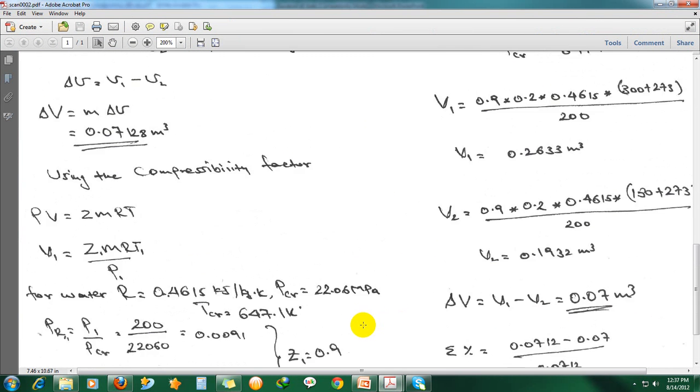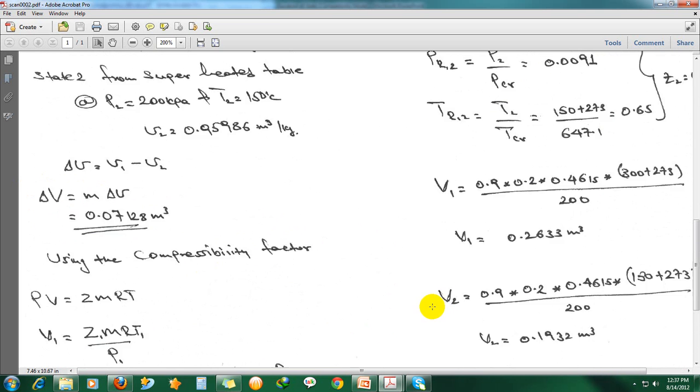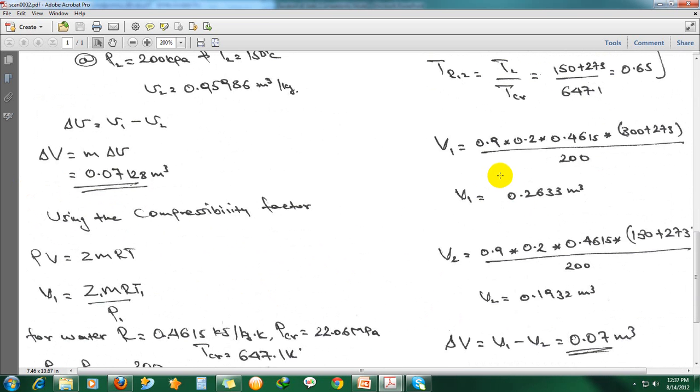Now let's substitute all the values in this equation. V1 is equal to ZMRT over P. V1 is equal to 0.1, the Z value we read from the chart. Mass is given as 0.2. R we read from the table for water, 0.4615. T1 is given and P1 is given. So V1 is equal to 0.26 meter cube.